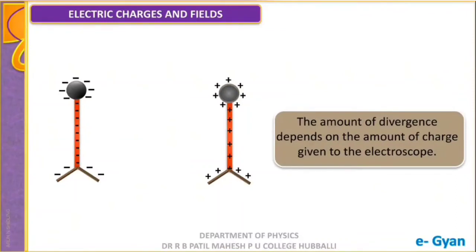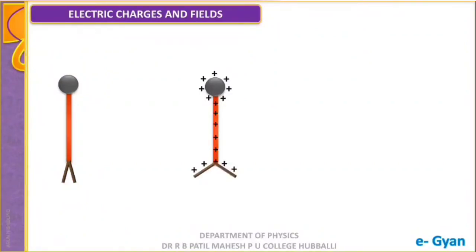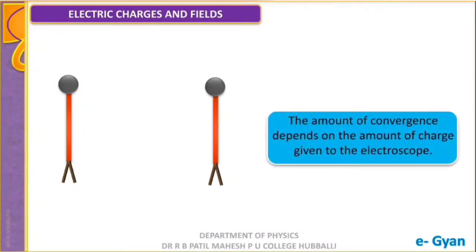So the amount of divergence in this case depends upon the amount of charge which was given to the electroscope. The more charge is given, the higher the divergence of the gold leaf. Now the same case: I bring a positively charged rod very close to our previous setup, and it will get neutralized. Once it gets neutralized, the gold leaves will converge. In the same way, for the positively charged setup, I bring a negatively charged rod, it gets neutralized, and once again the gold leaf converges. So the amount of convergence depends upon the amount of charge given to the electroscope.